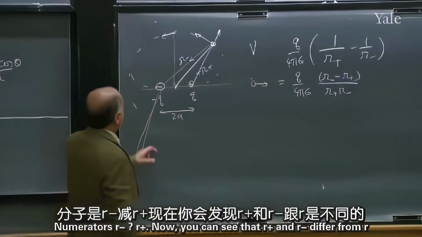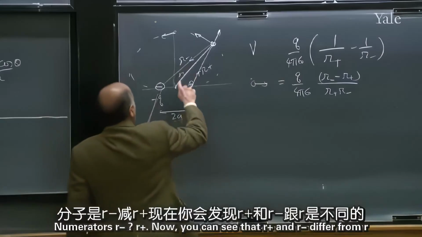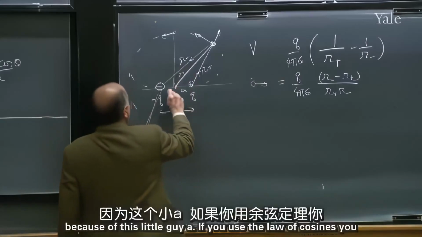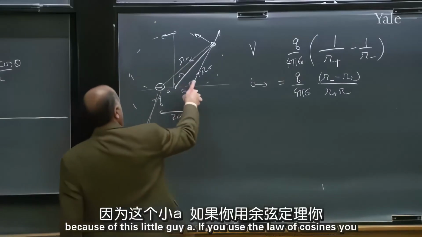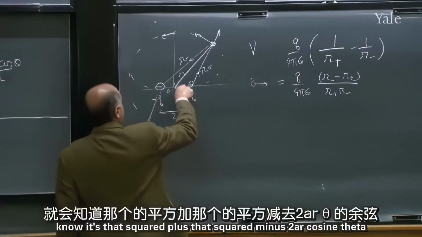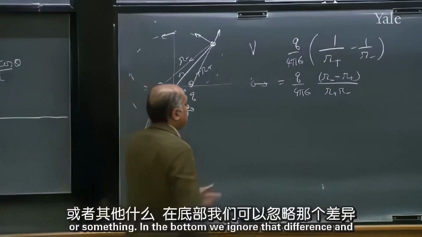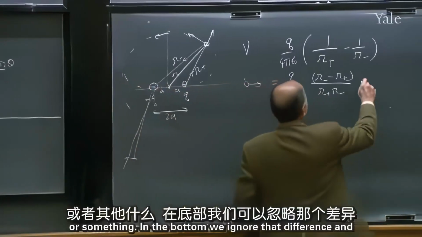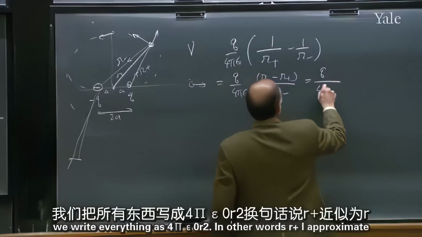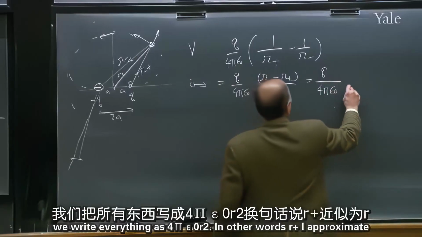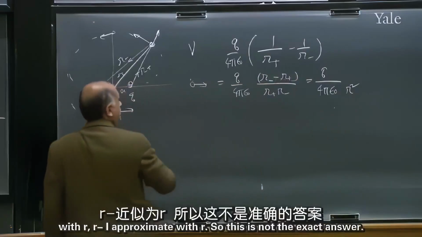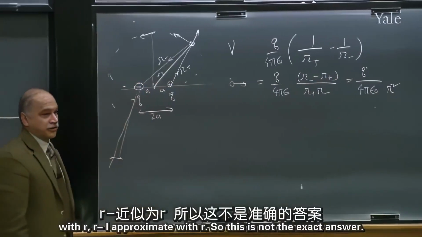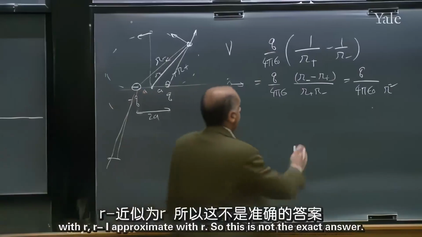Now you can see that r plus and r minus differ from r because of this little guy a. If you use the law of cosines, it's that squared plus that squared minus 2ar cosine theta or something. In the bottom, we ignore that difference, and we write everything as 4 pi epsilon 0 r squared. In other words, r plus I approximate with r, r minus I approximate with r. So this is not the exact answer.